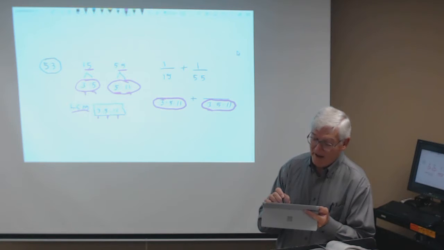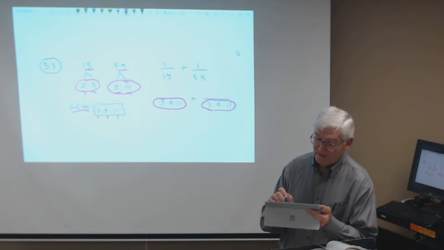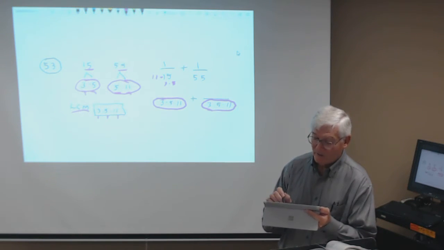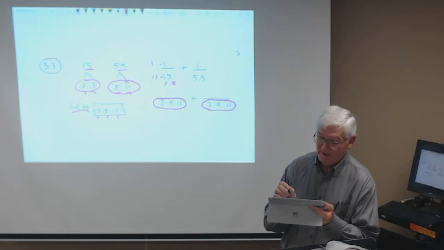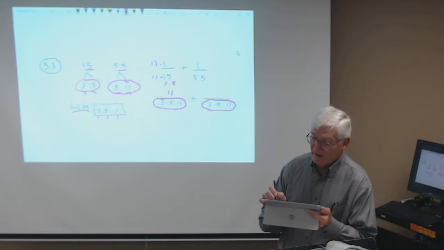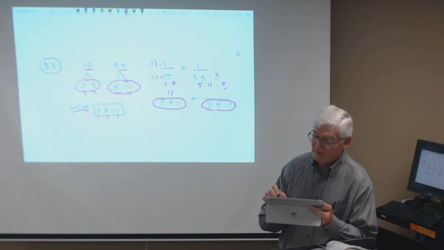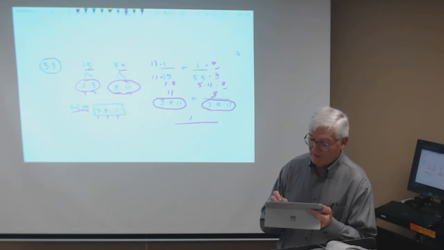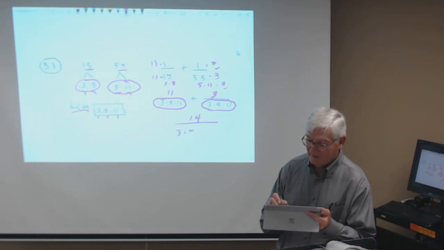And what do I have to take times 15? 15 is 3 times 5, right? So I need to take this times 11. You follow that? To make this look like 3, 5, and 11. So I take the top times 11. So now I have 11 over that plus, this is 5 times 11, so I need times 3. So I have 3. So I have 11 plus 3, which adds up to what? 14 over 3 times 5 times 11.